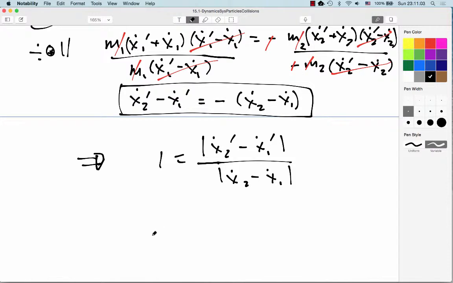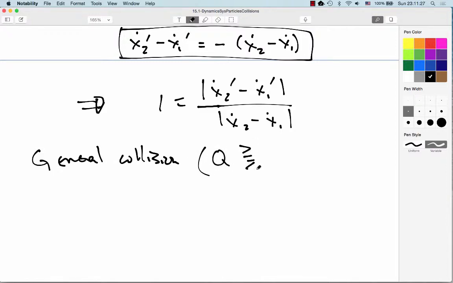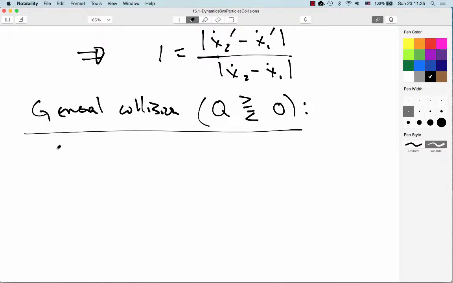Now, why would I want to do that? Well, what if the collision isn't elastic? If it isn't elastic, then we just replace that 1 that we got there with something else. So for a general collision, here I'm allowing for Q to be greater than, equal to, or less than 0, so it can be anything real, anyway. We can define our coefficient of restitution.